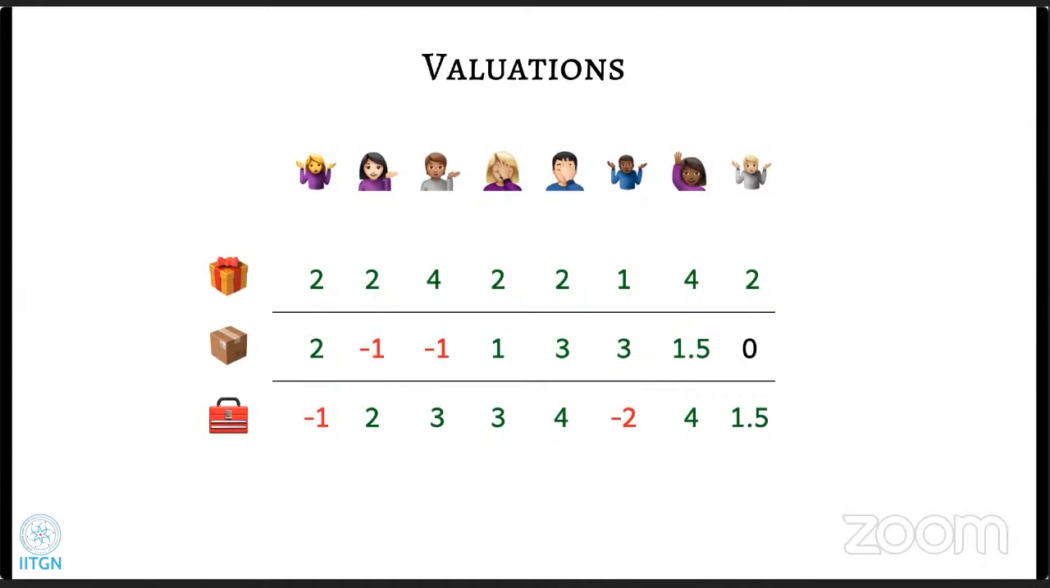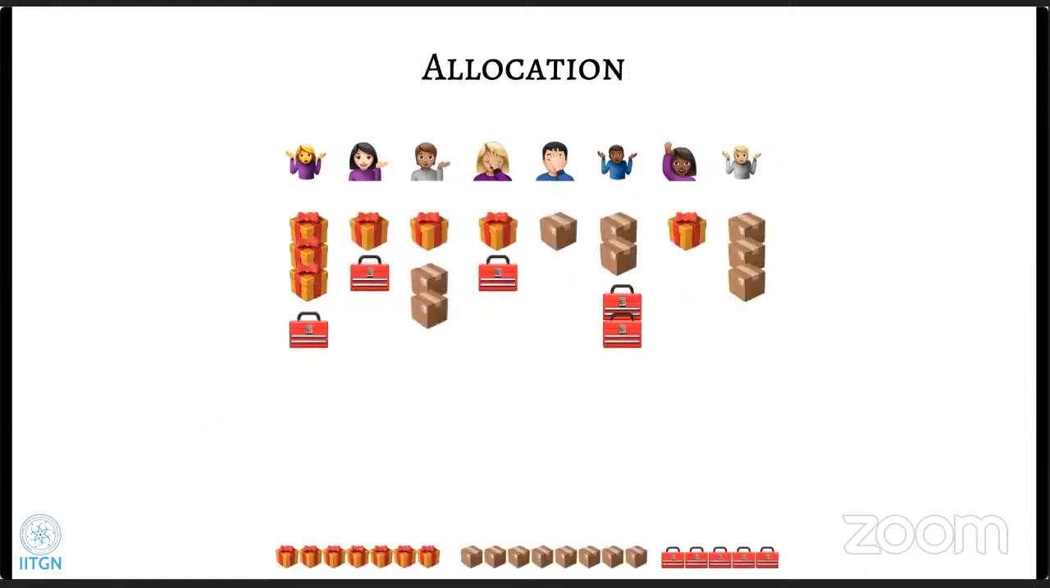But again, you want to do it in a way that is reasonable for everyone. And we're going to spend the next few minutes talking about what it means for a division to be reasonable. But so far, this is what you would call a mixed utility matrix. You have both positive and negative utilities in the same valuation matrix.